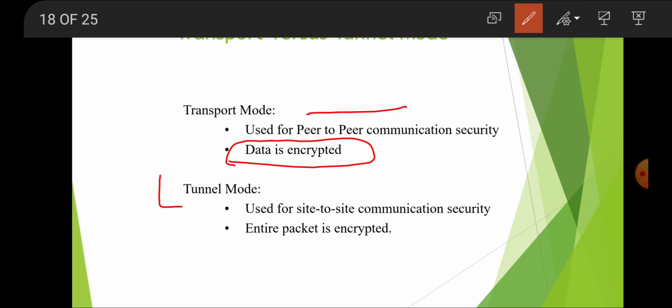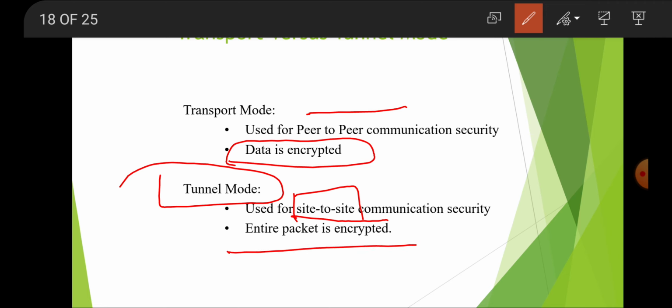But the tunnel mode is used for site-to-site communication security, and the entire packet is encrypted. Keep in mind the difference between transport mode and tunnel mode.